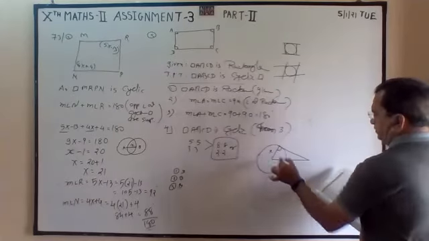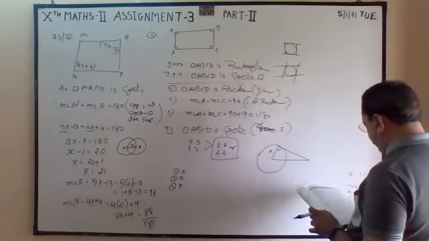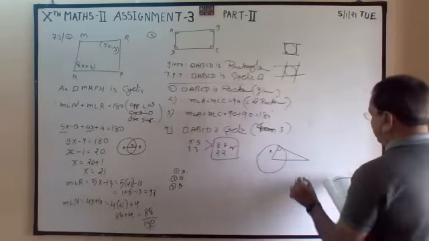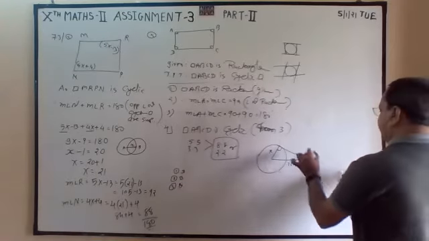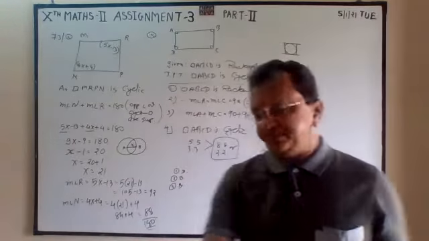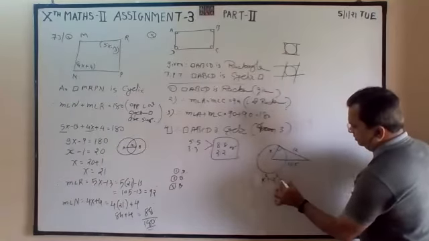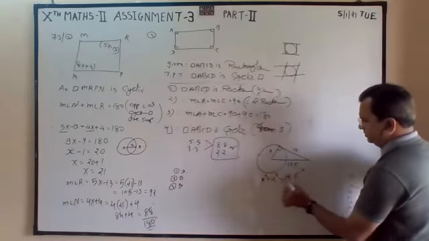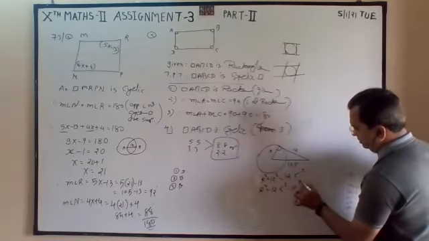Radii not given. The length of a tangent segment is drawn from a point which is at a distance 12.5, and the length of the tangent is 12. First find out the radii. So r square plus 12 square is equal to 12.5 square. So r square is equal to 12.5 square minus 12 square.